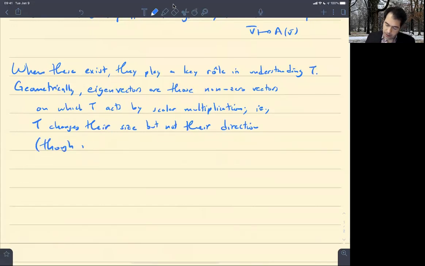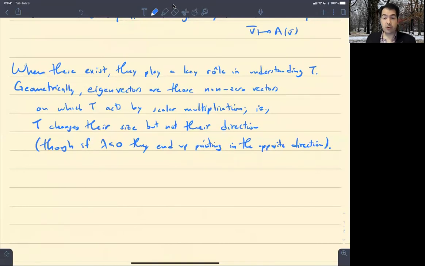Though if lambda were to be a negative number, they end up pointing in the opposite direction. So one way of saying that is that they preserve the direction, but not necessarily the orientation.